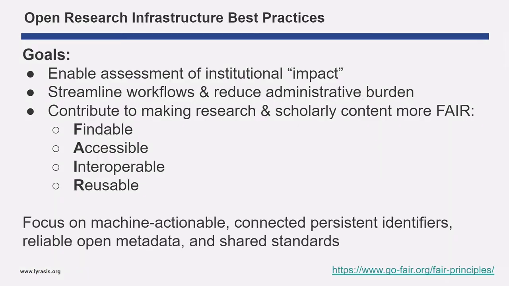In the last several years, open research infrastructure best practices have emerged as libraries and other knowledge-based institutions seek to measure institutional impact while also streamlining workflows to make people's lives easier. Institutions want to know things like how much funding their researchers have received, what research papers and other works came from that funding or came out of the institution in general, and whether those outputs are being used by other scholars. Of course, we want to do all of this with as little extra effort as possible. We want to save time and reduce administrative burden.